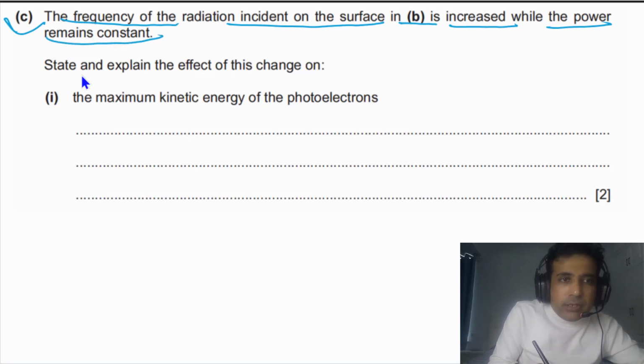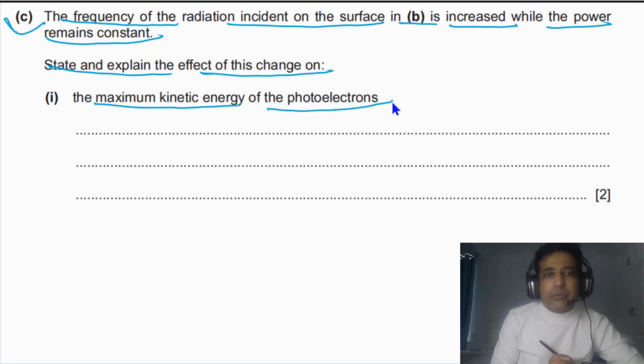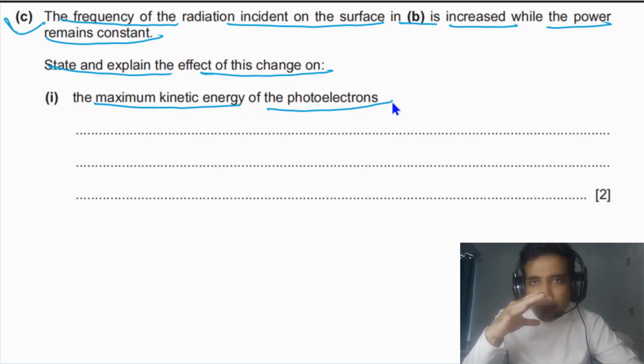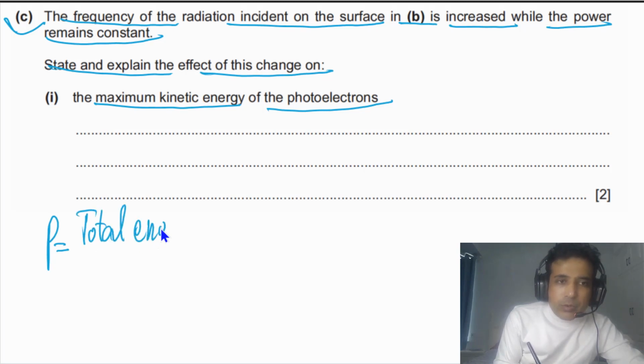State and explain the effect of this change on the maximum kinetic energy of the photoelectrons. Pretty straightforward question. In this case, power is kept constant, but energy of each photon has been increased. So simply we can understand from here, we have discussed this point already. Power is equal to the total energy of electromagnetic radiation divided by time.